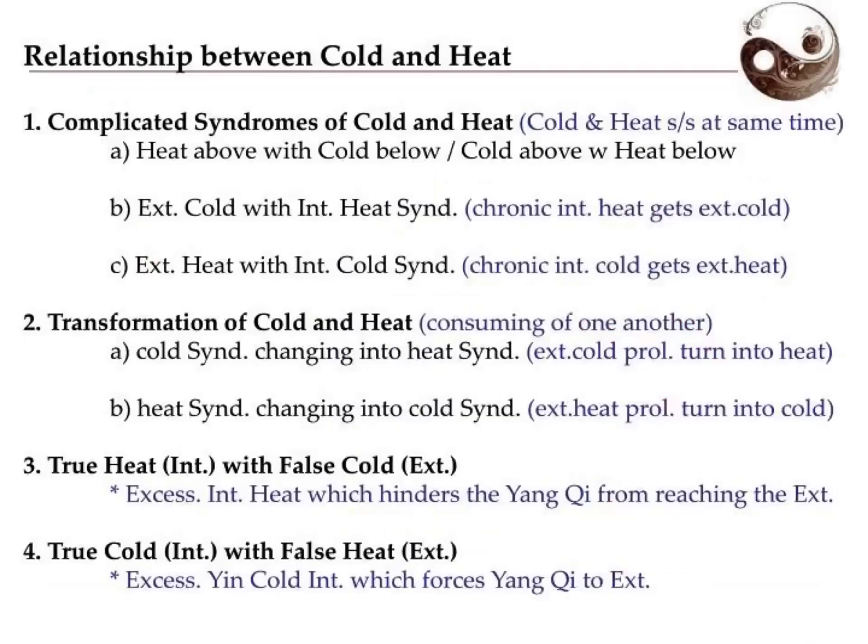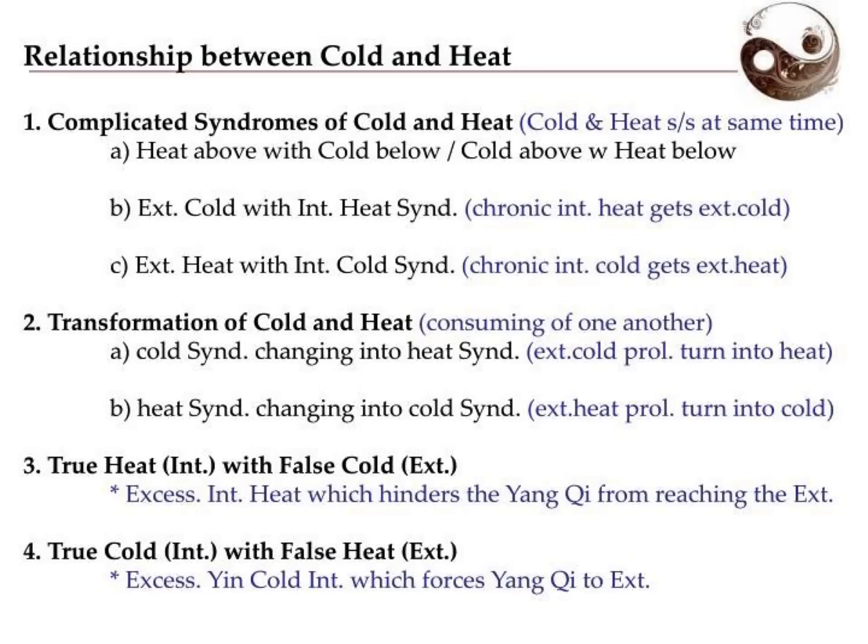Now let's go to the relationship between cold and heat. Complicated symptoms of cold and heat: cold and heat signs and symptoms at the same time. So we have here heat above with cold below, or cold above with heat below. Then exterior cold with interior heat syndrome, that is chronic interior heat gets exterior cold. Then exterior heat with interior cold syndrome. It is chronic interior cold gets exterior heat when it is over time.